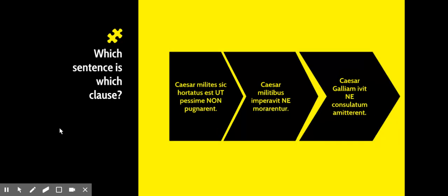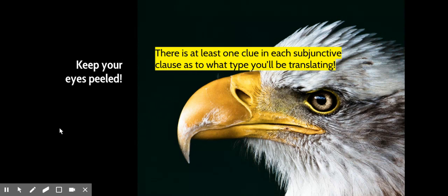Here, I've given you 3 negative examples of an indirect command, a purpose clause, and a result clause, so that, again, you can figure out how to differentiate between them. We'll go over these in class tomorrow as well. So, keep your eyes peeled. Eagle eyes, as my mom used to say. There is at least one clue in every subjunctive clause that will tell you what type of clause you're translating. The same applies to indirect questions, and the same thing applies to cum clauses. So keep your eyes peeled.